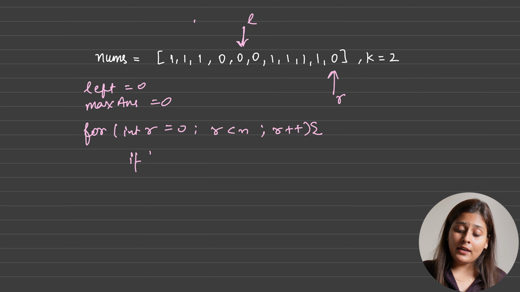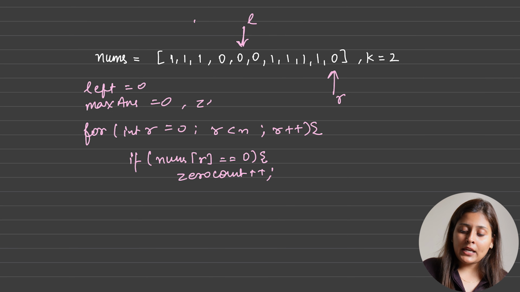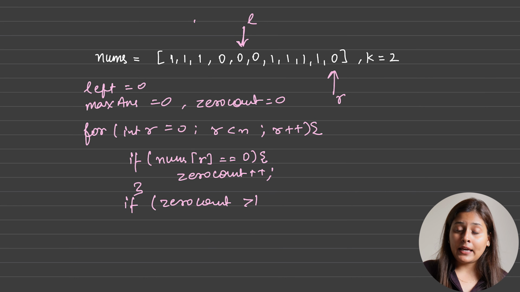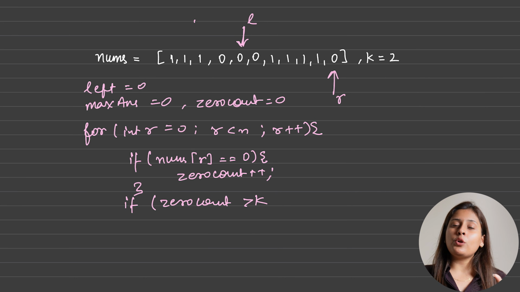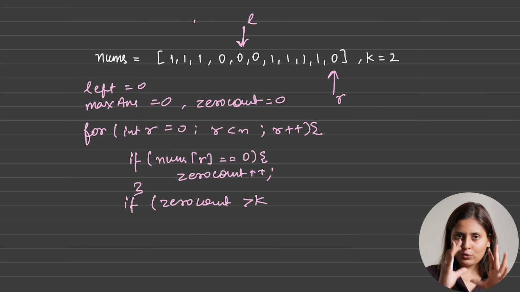Now our task is, if nums of right pointer is equal to 0, in that case we have to do zero count plus plus, and that zero count we will initialize somewhere here with 0. Okay, now after that we have to check if this zero count is greater than k, meaning the number of zeros which were allowed to flip was k, and now we have crossed that.